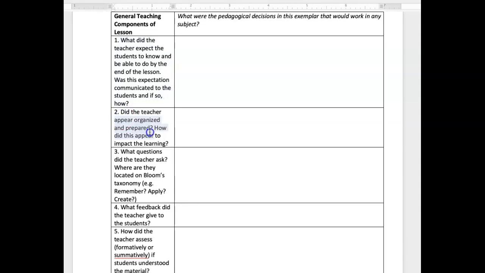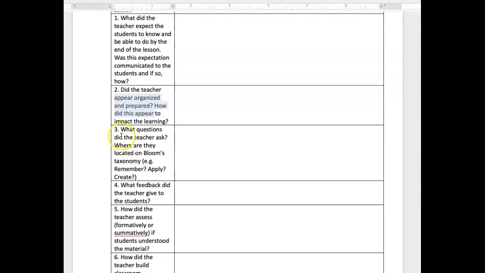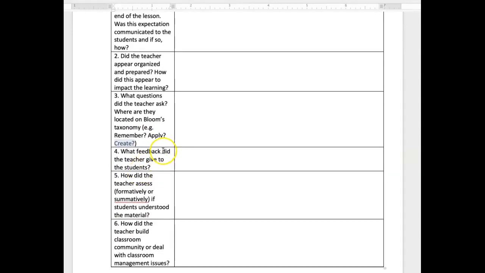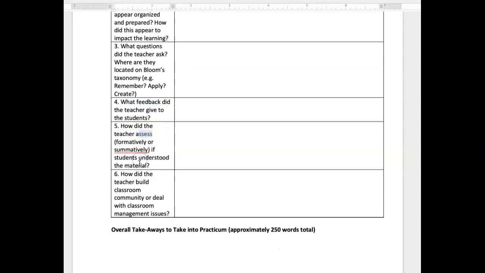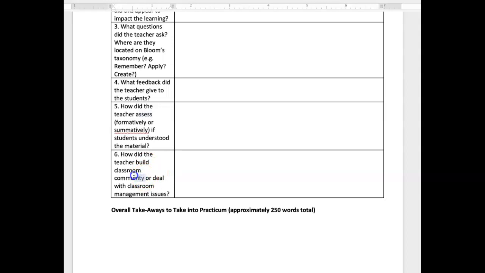Did the teacher appear organized and prepared? What questions? Where were they located? Were they all just, remember, what color is the red wagon? Or was it more about application of the information? Or did they have to actually create something new with the information? What was the feedback? How did the teacher assess, right? How did the teacher build a classroom community in there?